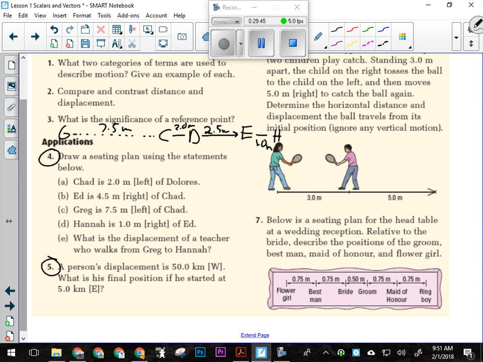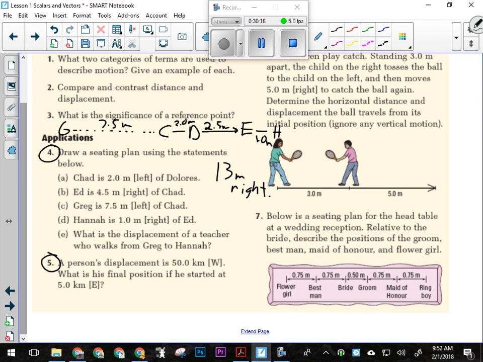Greg is over here, the furthest one on the left. So any teacher walking from Greg to Hannah is walking which way? Right. So we just add them all up: 7.5, 9.5, 12, 13 meters to the right. So it's the importance of being given vectors. We can locate things as long as we're told the exact positions of everything else.